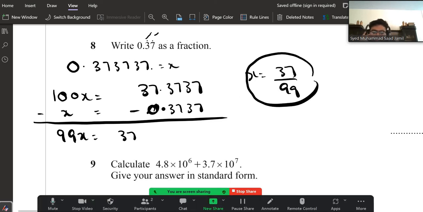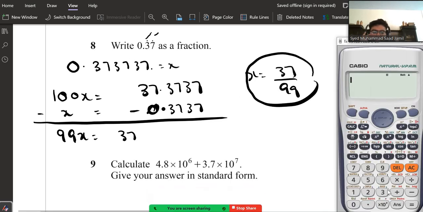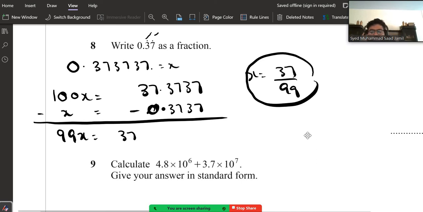Let's check this out as well. Let's put it in the calculator. 37 divided by 99. Look, even on the calculator, what does it give? It gives 2 dashes on 37. So it's 0.373737.